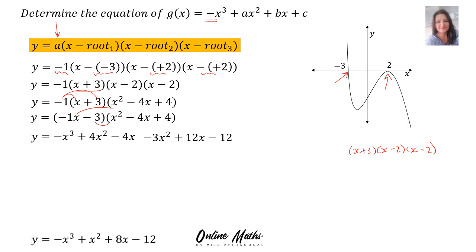And now I will add my like terms. Minus x cubed just writes with, and plus 4x squared minus 3x squared is just x squared, and then negative 4x plus 12x is 8x minus 12. And then there's your equation.